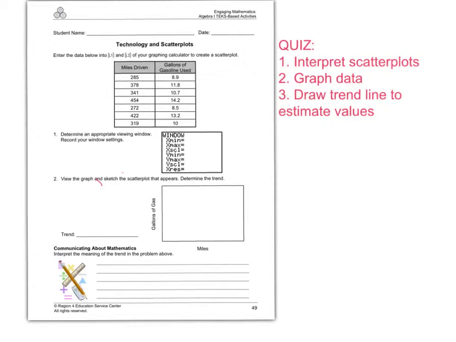Okay, on your quiz, you're going to need to be able to interpret scatter plots. That's positive, negative, or no trend. You're going to need to be able to graph data onto a graph. You're also going to need to be able to draw a trend line and to estimate values of that graph.